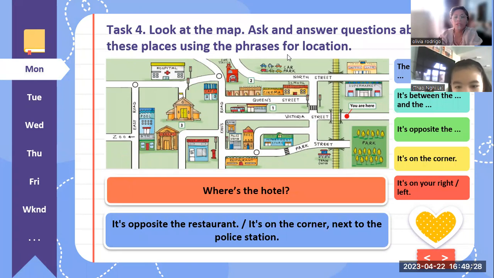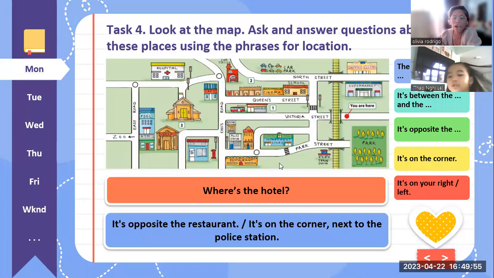Look at the map and answer questions about these places using the phrases for location. So these are the phrases for location. Where is the hotel? It's opposite the restaurant. It's on the corner next to the police station. Okay? It's opposite the, these are the locations that you are going to use. You understand?